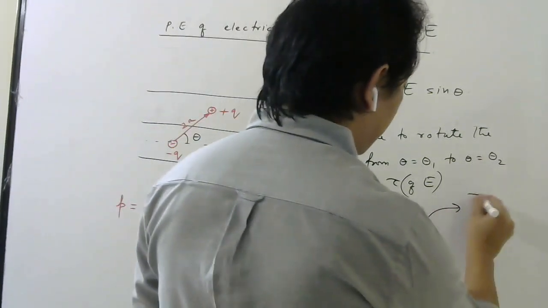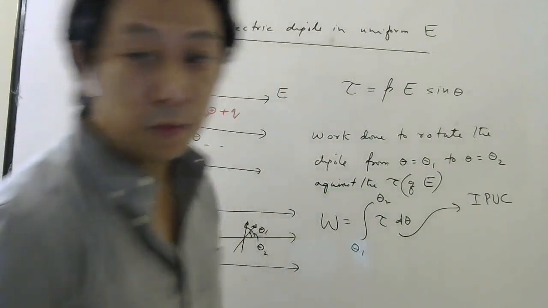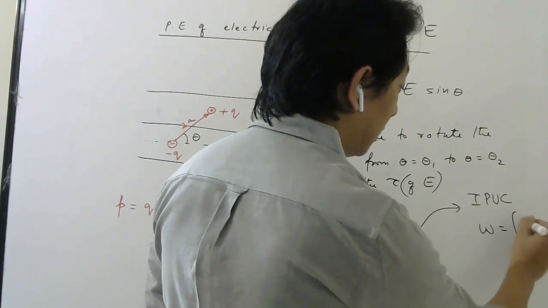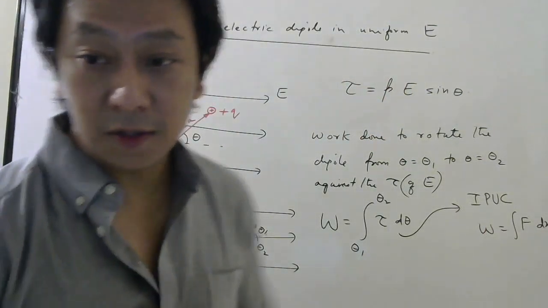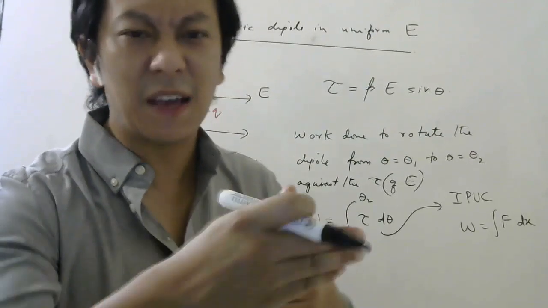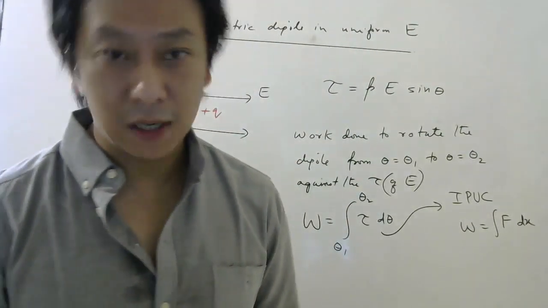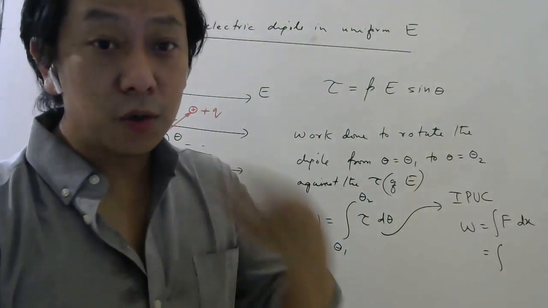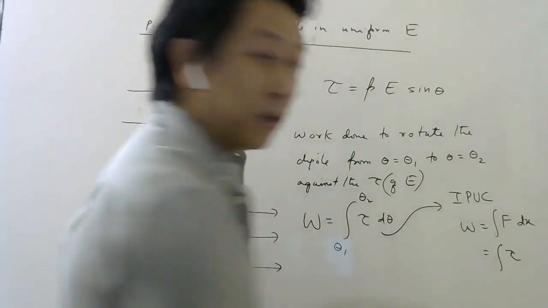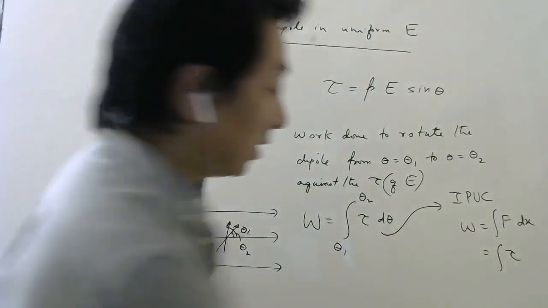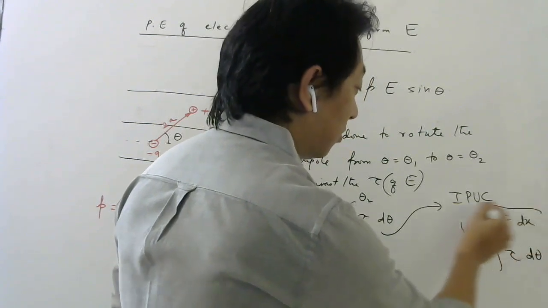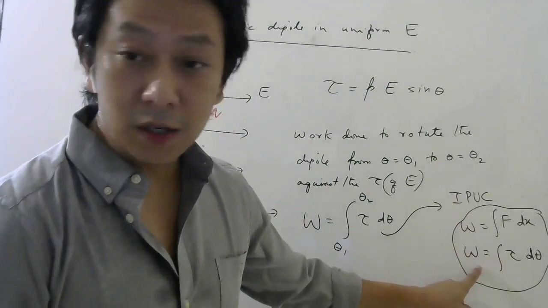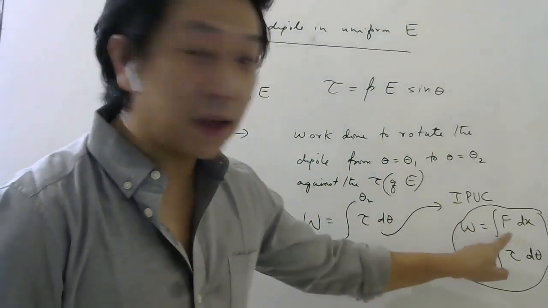This formula is coming from first PU. Usually when you do work against a force, how do you write the work done? Integral of F dx. This is the formula for work done along the x-axis. Now, in case of rotation, the role of force is played by torque, and the role of linear displacement is played by angular displacement. This way you can remember the formula easily. So this is work done against a torque, and this is work done against a force.